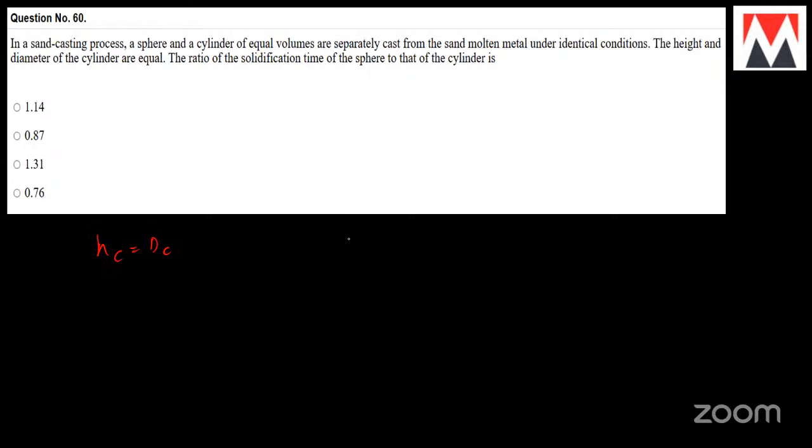So you have 4 pi by 3. This is the sphere, right? For the sphere, you can take R_S, and for the cylinder, you can take R_C. So you have 4 pi by 3 R, you can take capital R and small r if you want. Small r. This is nothing but pi R square H. So here, what relation do you have between R and H? It is asking diameter equal. So you can write H is equal to R by 2. No, 2R.